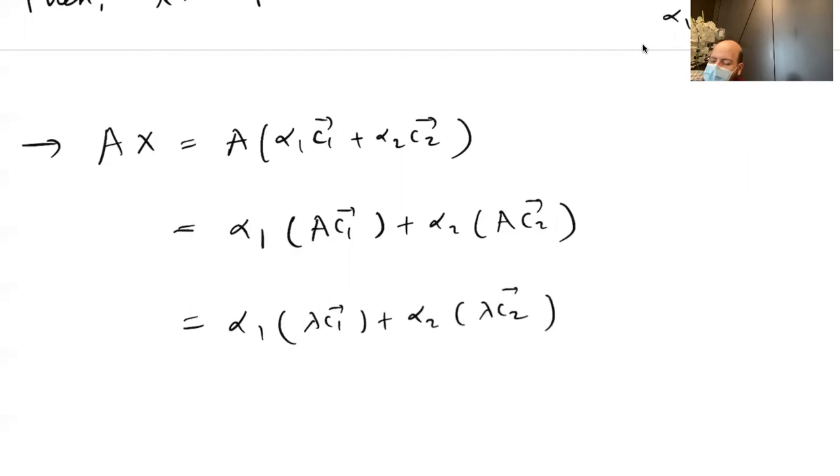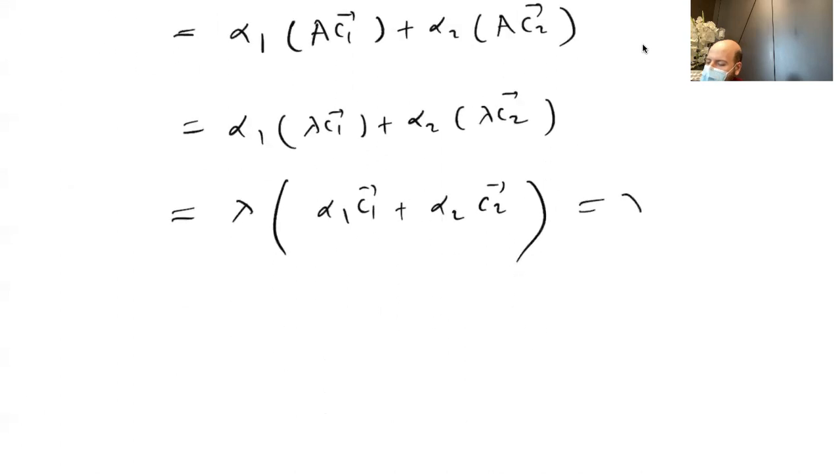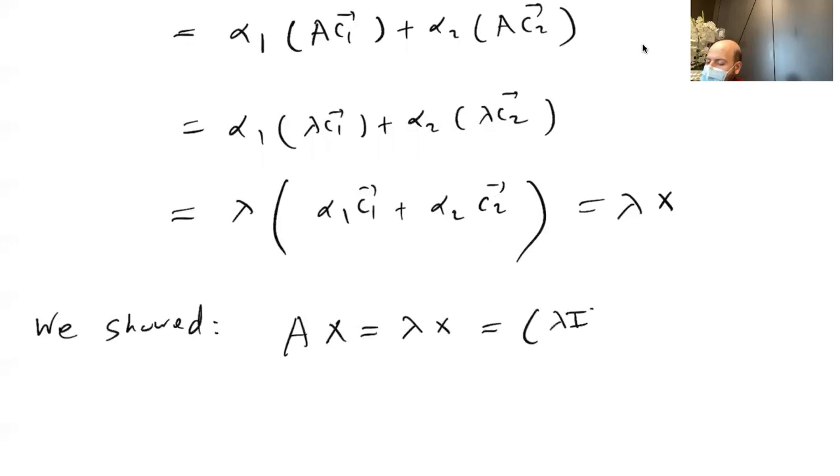Alpha 1, alpha 2, and also lambda, they're all constants. So I can take lambda out, and I'll be left with alpha 1 C1 plus alpha 2 C2. Remember, X is alpha 1 C1 plus alpha 2 C2. So this is lambda X. So what did we show? We showed that AX equals lambda X, which is the same as lambda I times X.